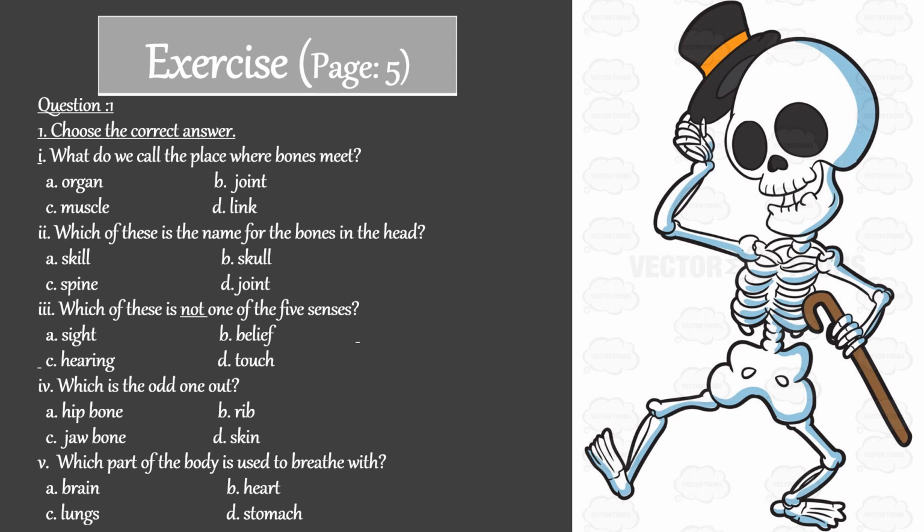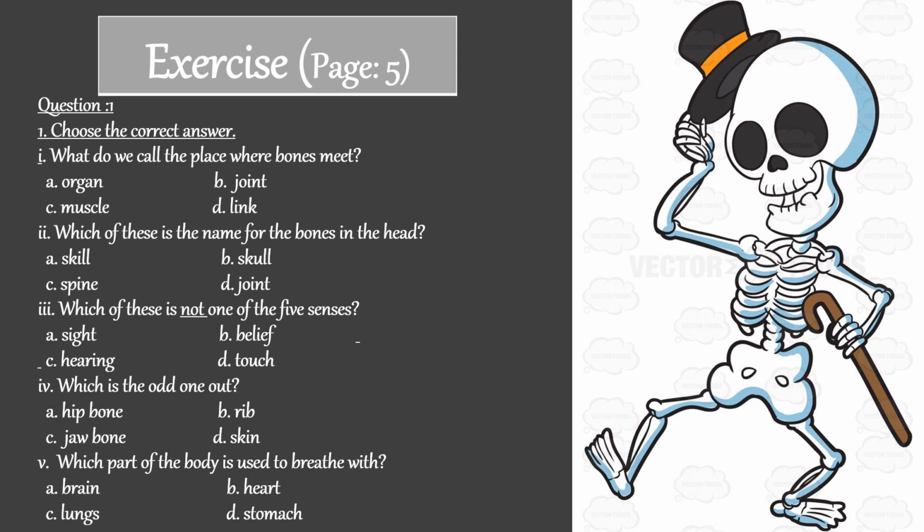Number 2 is which of these is the name for the bones in the head? The option A is skull, option B is skull, option C is spine and D is joint. Now I told you before that our brain is protected by the... Yes, now you must have got an idea from this statement.